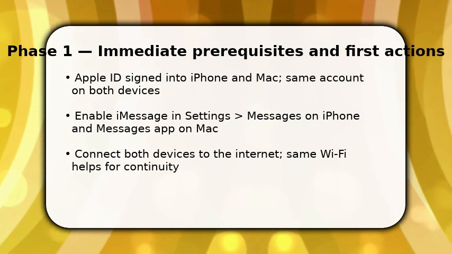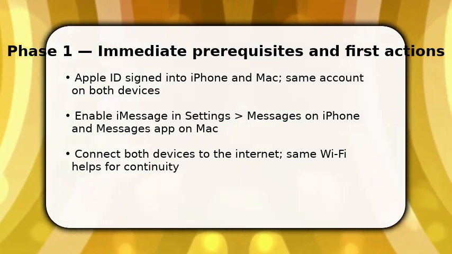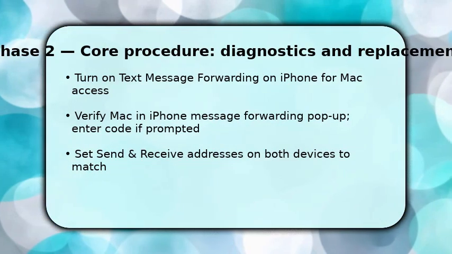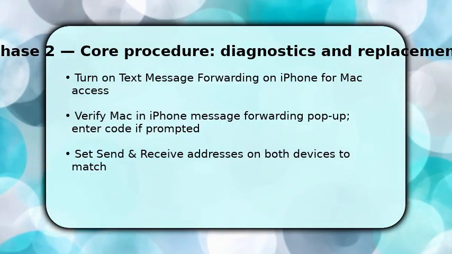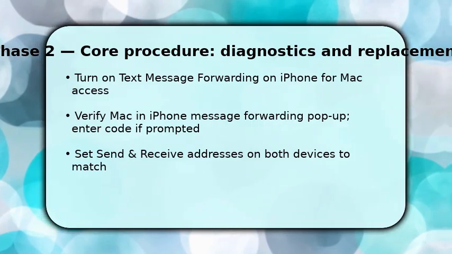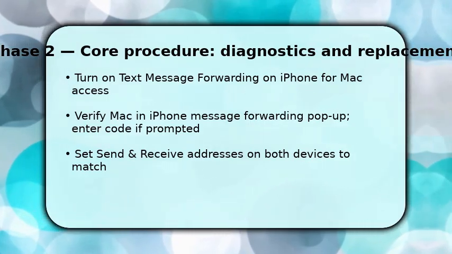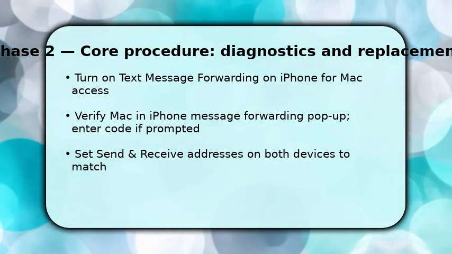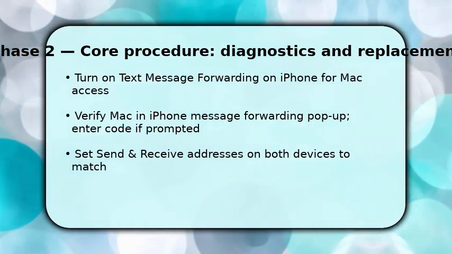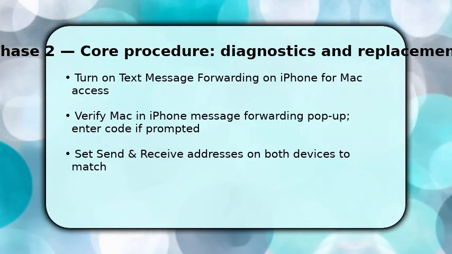This is the first actionable step you need to see incoming texts. Once Messages is open on the Mac, continue by enabling text message forwarding from your iPhone so SMS also appears on the computer. Go to Settings, Messages, Text Message Forwarding, and toggle your Mac, then watch for a code on the Mac. You must enter that code on the iPhone to verify the link.